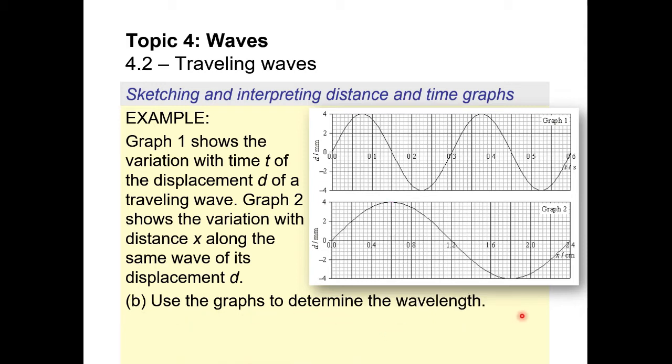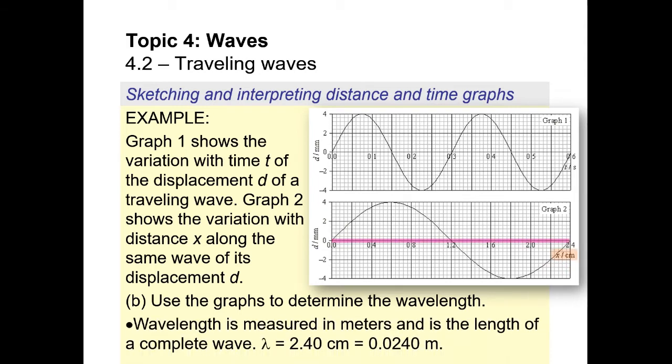Use the graph to determine the wavelength. Wavelength is a length, which is a distance. Graph 1 is a displacement time graph. Graph 2 is a displacement distance graph. So wavelength is distance, and we're going to use the displacement distance graph. And wavelength is 2.4 centimeter, which is 0.024 meter.